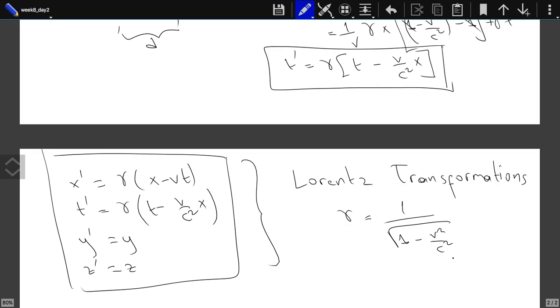So in a sense, this tells me that the Galilean transformation is just an approximation to the Lorentz transformation in the case when the speed of the object is slow compared to the speed of light. The speed of the reference frames relative to each other.